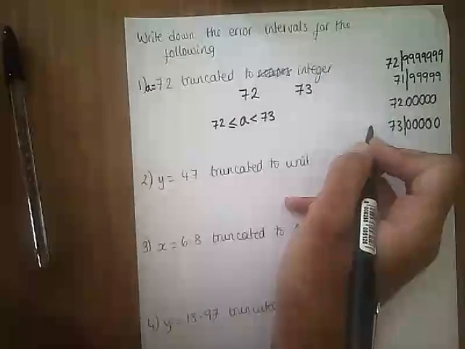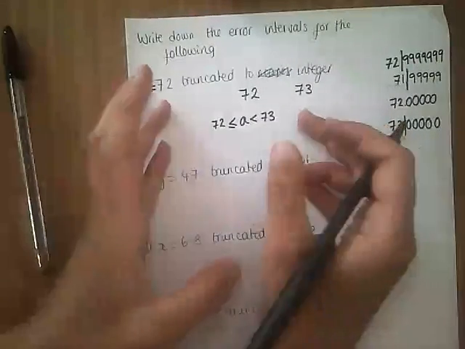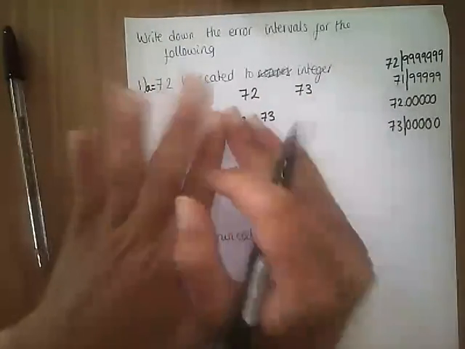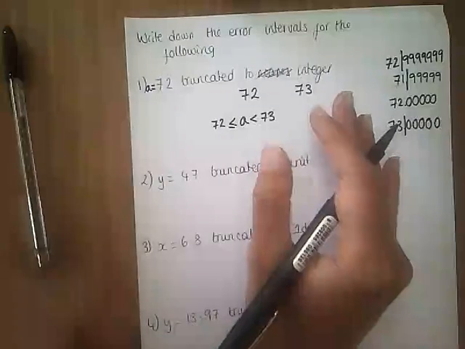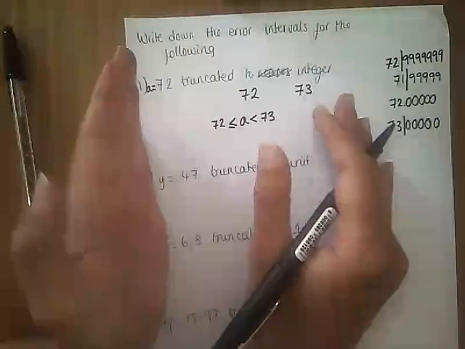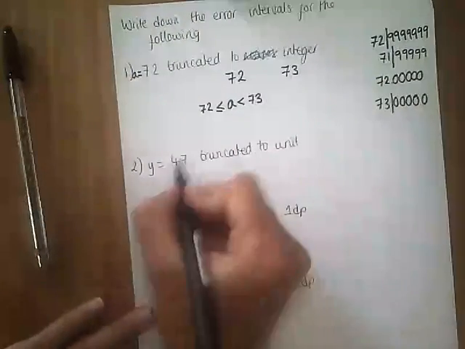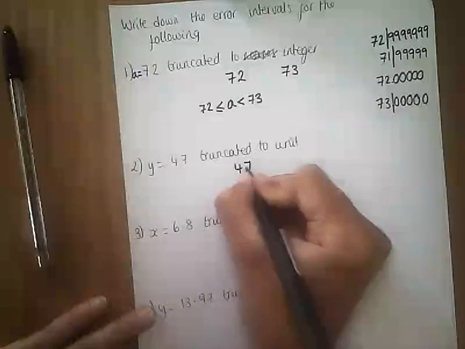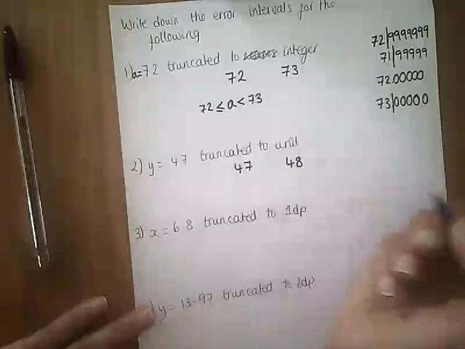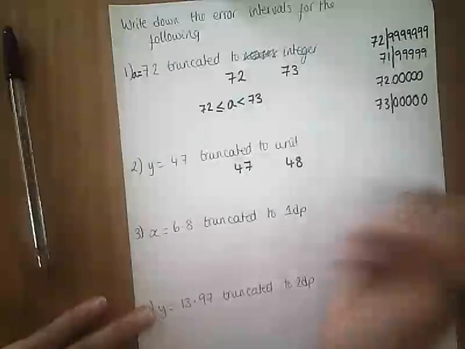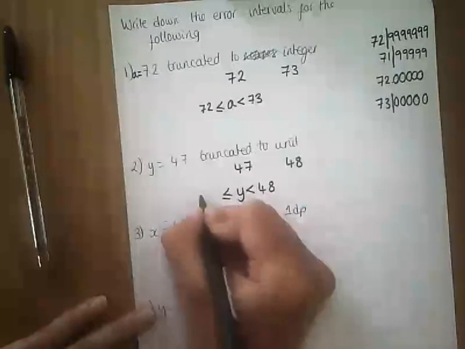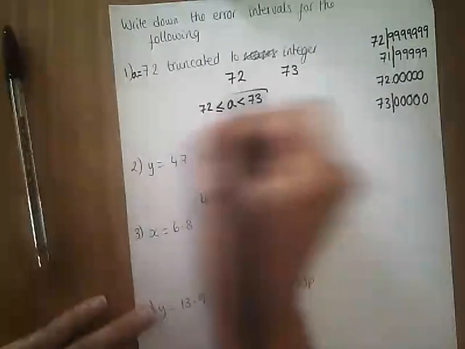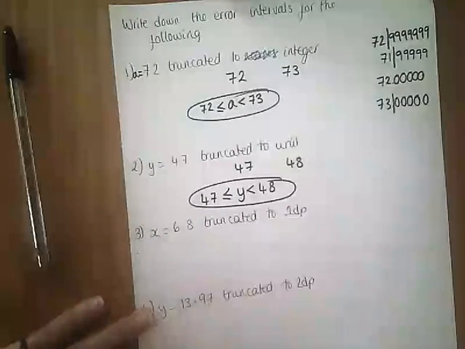With the bounds, you always had a 0.5 or a 5 on the end. With truncation, you don't. Unless it ends in a number 5 on its own, you have whatever the number was. So 47 truncated to the nearest unit. The highest it could possibly be is 47.9999999, so that is 48. So we've got that y has got to be less than 48, but bigger than or equal to 47. These are your error intervals.